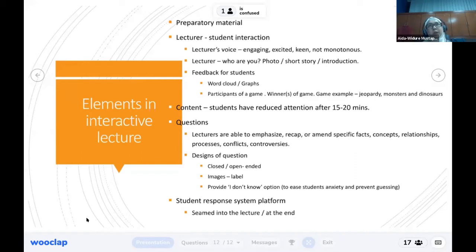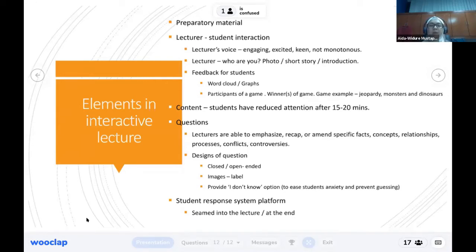Also, studies have shown that the attention of students is not long. So after about 15 to 20 minutes of content or explanation, maybe you want to put a few questions to gauge the understanding, and also to get their attention back again. The questions that you pose in a lecture setting are usually not to single them out, whether who remembered or who did not understand what, but it's just a matter of trying to emphasize certain ideas that you think are important for that topic, and to recap, or maybe to amend any specific facts, or things that you think the students might have misunderstood.